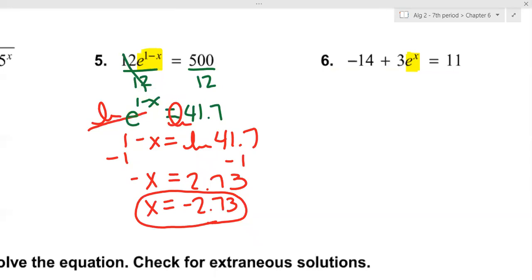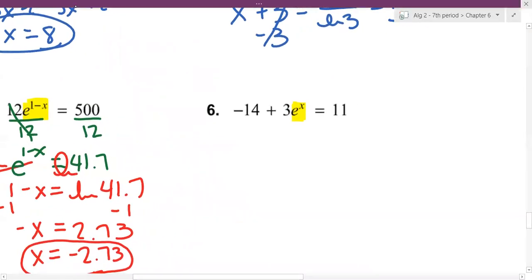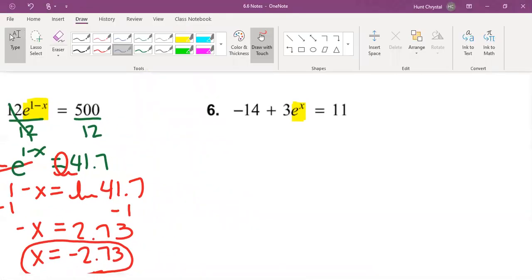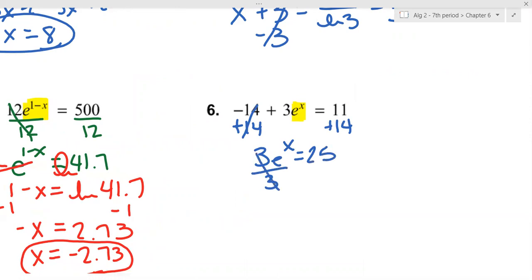Okay. Number 6 is going to work very similar. We're going to first get rid of this 14 by adding to the other side. So I'll be left with 3 e to the x equals 25. I divide by 3. Why? Because I want to get the e to the x by itself. And 25 divided by 3 is 8.3 repeating.